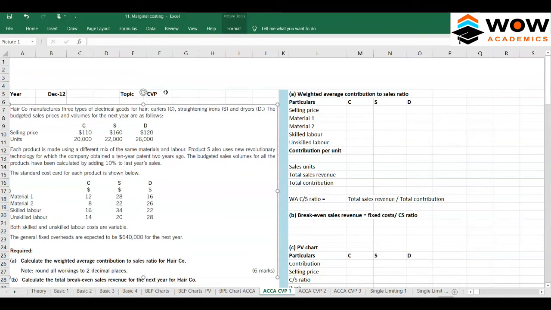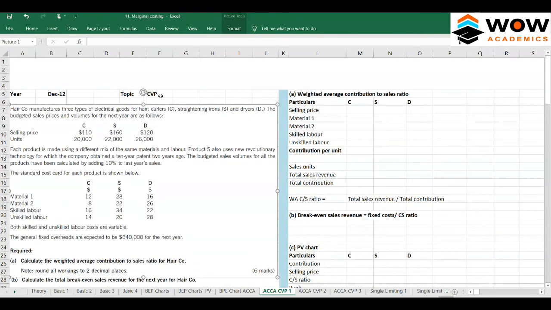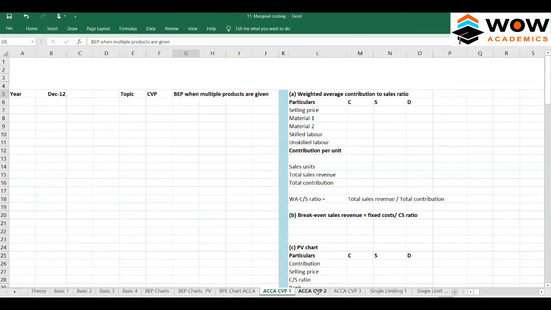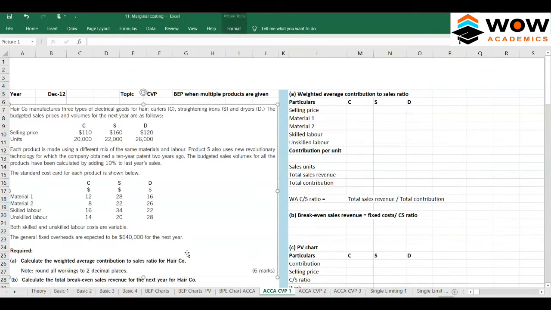or we can say that it is the break-even point when multiple products are given, so we can't sell in units. Okay, so this is a different type of problem. So we have three problems in this. We'll work out all the three. So we'll start from here.